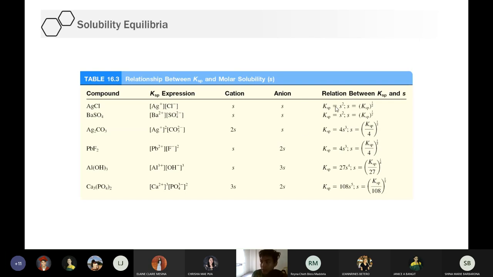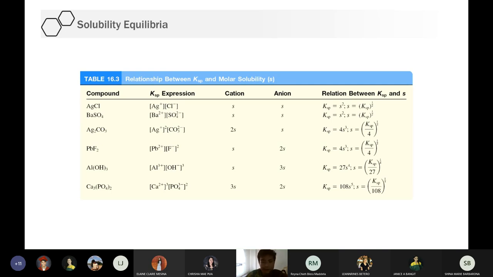Okay? So yan, maganda kasi may ma-recognize kang patterns dito. It is better if you recognize patterns so that kahit hindi ka na mag-ice table, you can answer the problem. Again, if the ratio of your cation and your anion is 1 to 1, molar solubility is the square root of Ksp. If the ratio is 1 to 2, molar solubility is the cube root of Ksp divided by 4. If the ratio is 1 to 3, molar solubility is the fourth root of Ksp divided by 27. And lastly, if the ratio is 2 to 3, molar solubility is the fifth root of Ksp divided by 108.